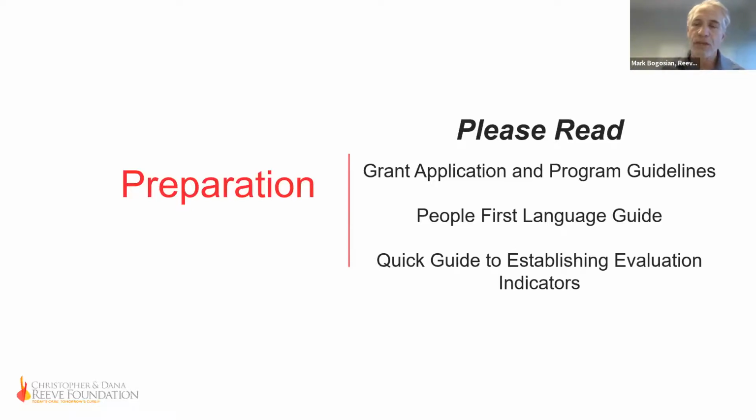And I would also suggest that you take a look at our quick guide to establishing evaluation indicators. And the reason why I highly suggest that is because the grant application requires you to describe evaluation indicators that you would use to measure the success of your project. And these indicators must be a combination of both input and output indicators, and they must be measurable. So you'll also be asked to describe the kinds of evaluation methods that you use, such as surveys or interviews, focus groups, or review of program documentation. So it really is a great idea to get an understanding of what is going to be asked of you on the application.